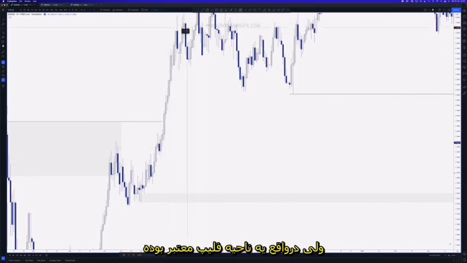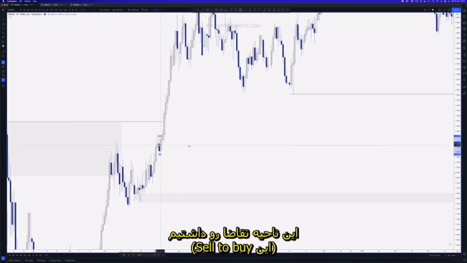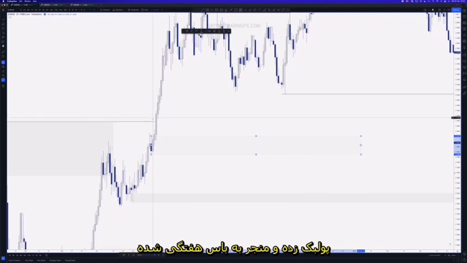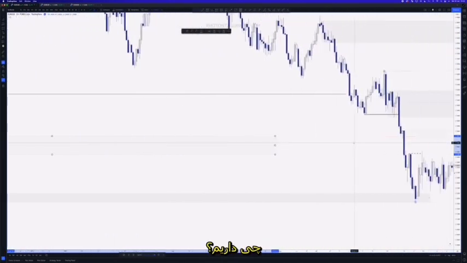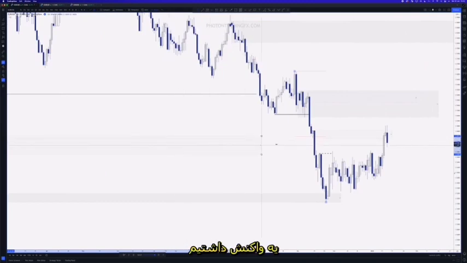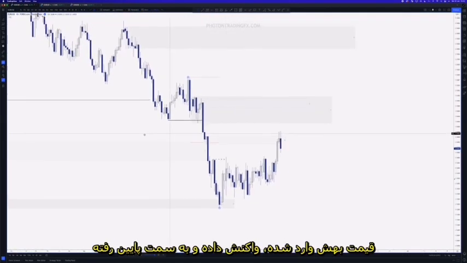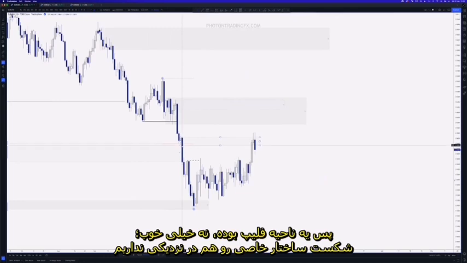But the thing that made it a little bit better was it was actually a valid flip zone. We had this demand zone here, this sell to buy, which pulled back and led to the weekly breaker structure here. So we drag that across. What do we have? We have a reaction here. Price comes into it, it reacts and it pushes down. So that was a flip zone, but again, not the best.